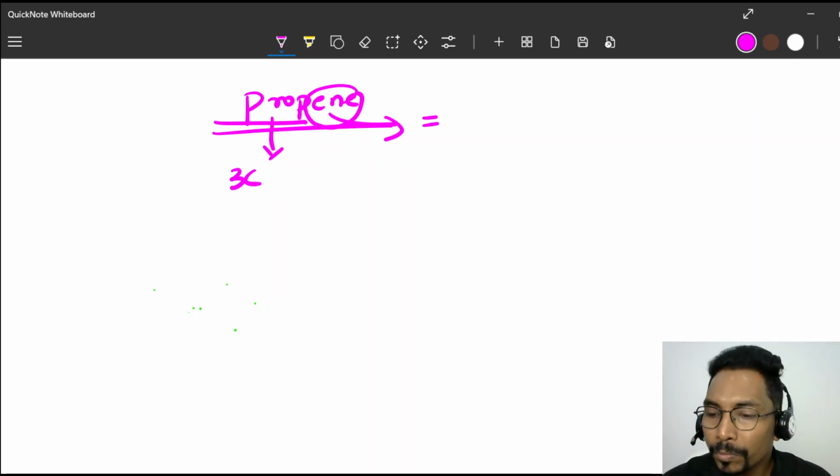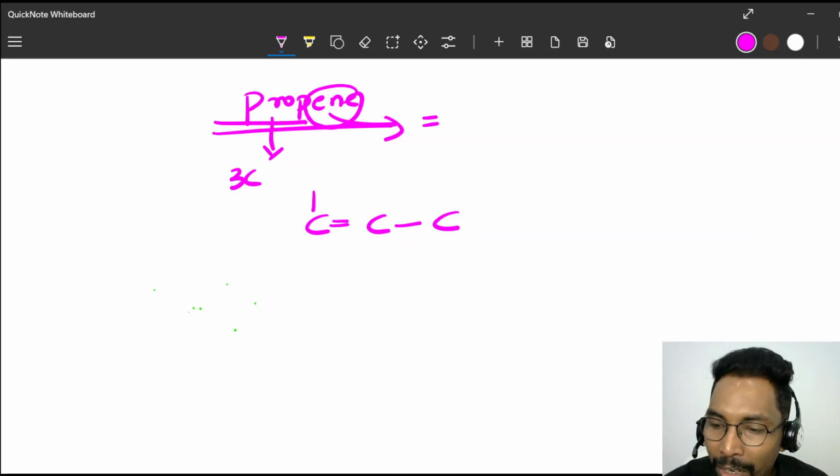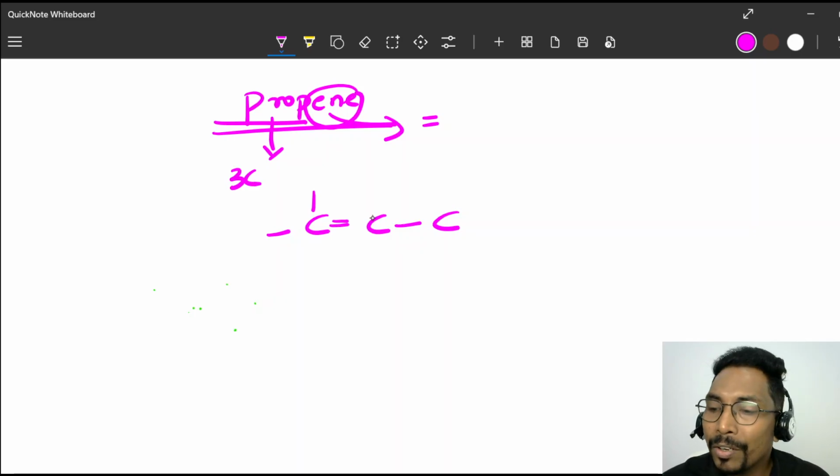So first draw 3 carbon atoms: 1, 2, 3. Then connect all these carbon atoms by lines. One bond, and now we know there is a double bond, so one double bond. Now you can fill with hydrogen. You should be very careful. This carbon already has 2 bonds, so now only 2 more hydrogens are enough here: 1, 2. And what about this carbon?